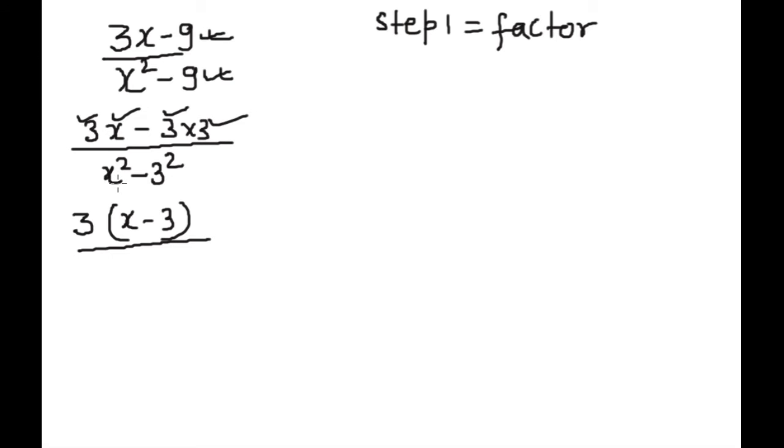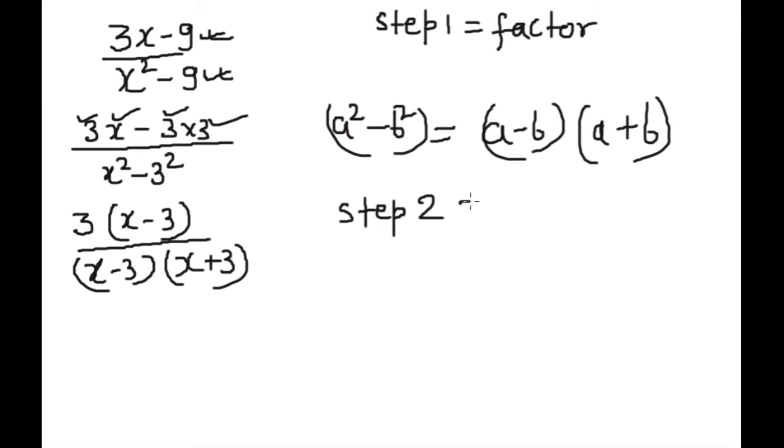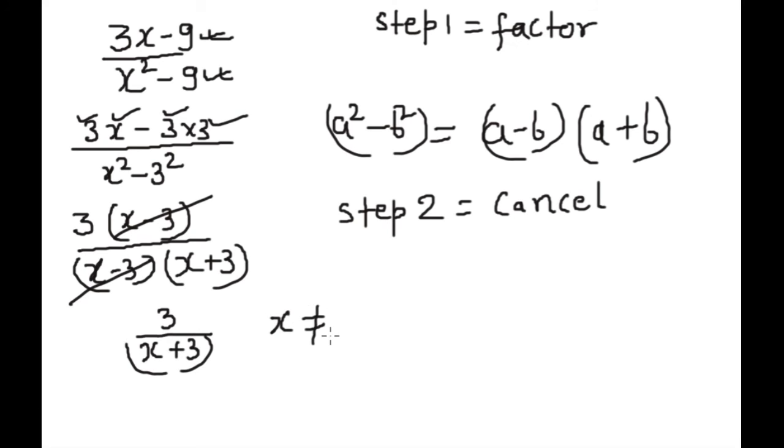And this x square minus 3 square we can write again from the formula a square minus b square is equal to a minus b, a plus b. So here x minus 3 and x plus 3. Now step 2, cancel. Cancel the common. Now 3 by x plus 3. x cannot equal minus 3, otherwise this will go 0 and this will not fulfill the definition that a rational expression should be in the form of p by q, and q cannot be equal to 0.